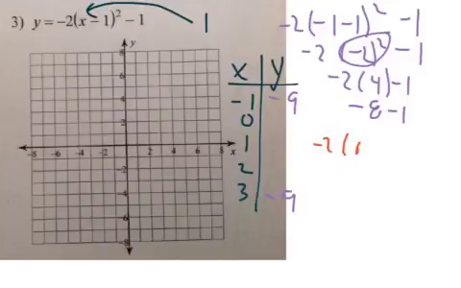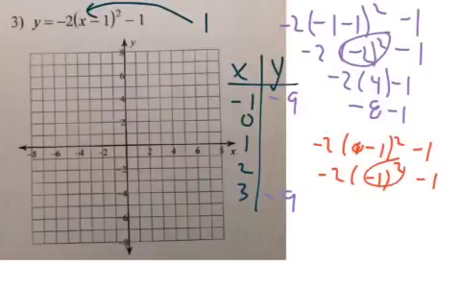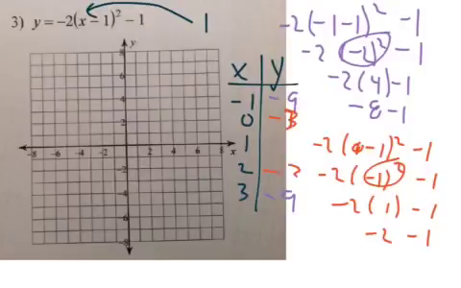Negative 2 times (0 minus 1) squared minus 1. Negative 2, parentheses first, right? Negative 1. Power next. Negative 2 times 1 minus 1. Negative 2, multiply next. Minus 1 is negative 3. That means 2 is also negative 3, correct?